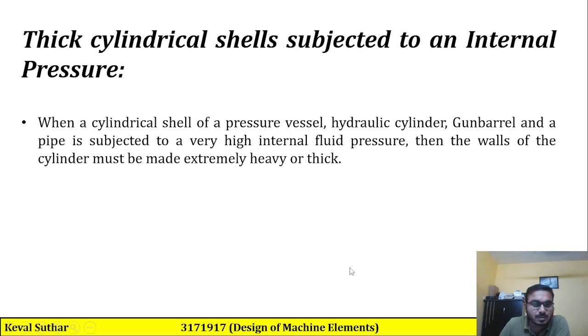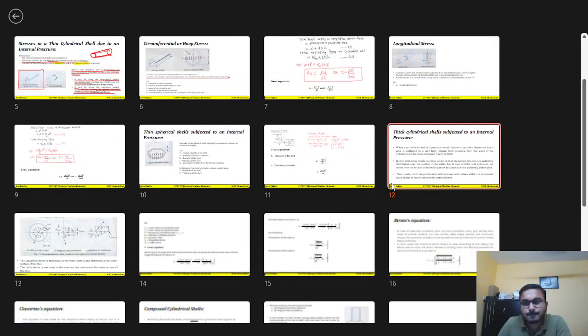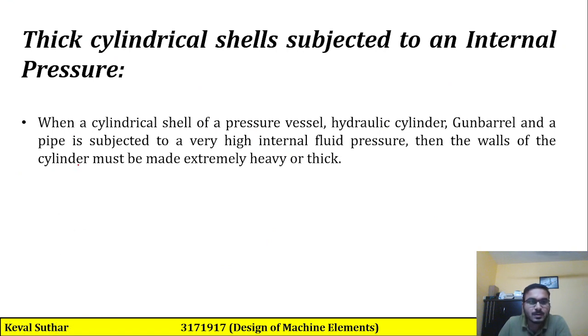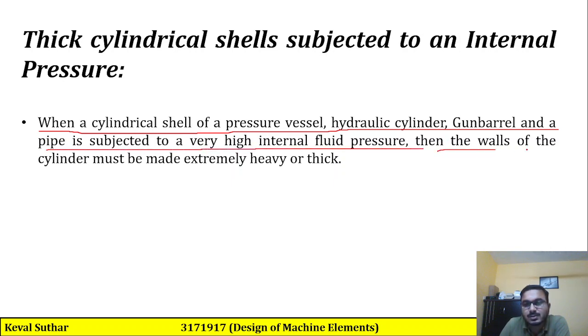So here, when a cylindrical shell of a pressure vessel or a hydraulic cylinder or gun barrel is subjected to a very high internal fluid pressure, then the walls of the cylinder must be made extremely heavy or thick. As you can see, these are examples of pressure vessels in which there will be extremely high internal fluid pressure, where we need to make the thickness higher. So this will come into the category of thick cylindrical shells.